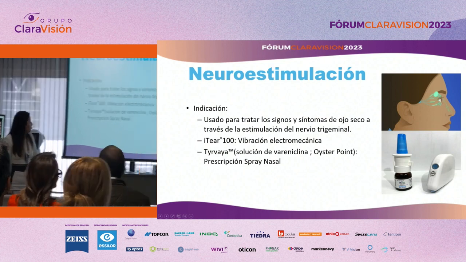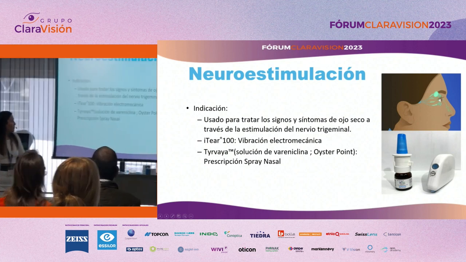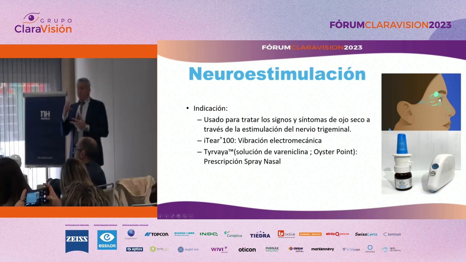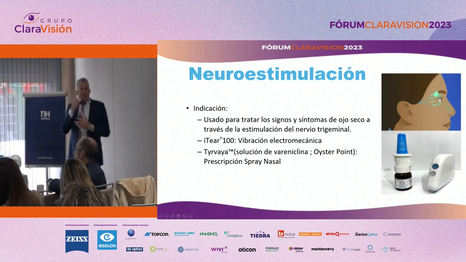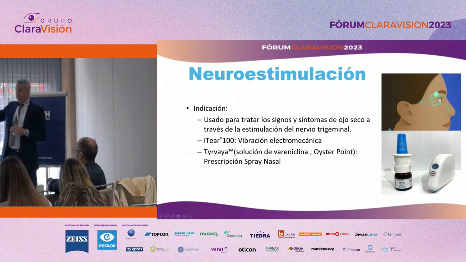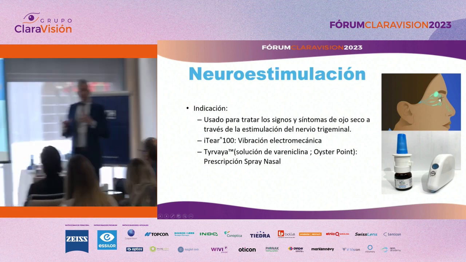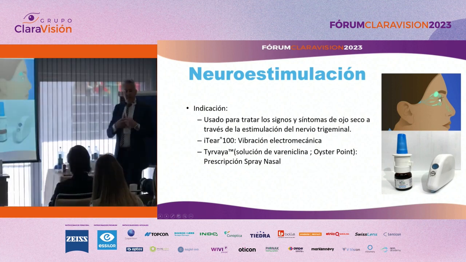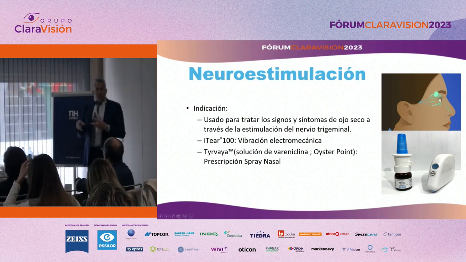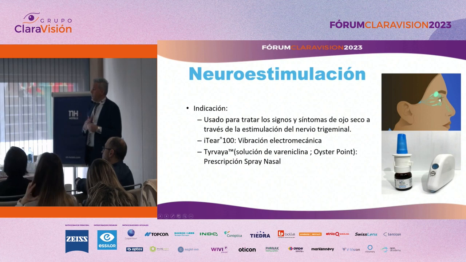And then the next thing is neurostimulation. When you stimulate the trigeminal nerve, it causes the lacrimal gland to produce aqueous, as well as secrete meibum out of the meibomian glands. So Tyrvaya is a nasal spray. You spray it up the nose, and it's not to be inhaled, but it goes through the skin, stimulates the trigeminal nerve, and then you have tear production.